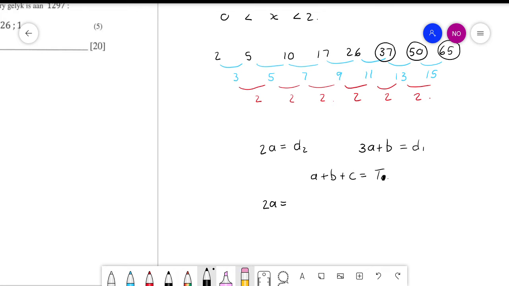Okay, so 2a is equal to 2, a is equal to 1. 3 times 1 plus b is equal to 3, so b is equal to 0. And 1 plus 0 plus c is equal to 2. So c is equal to 1. Yeah? Do you guys have that? Lekker maklik.